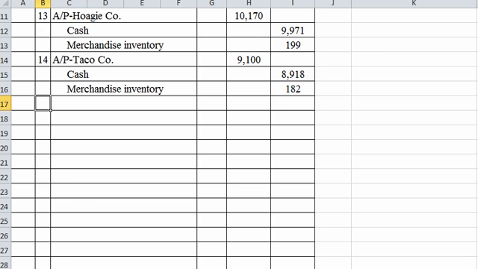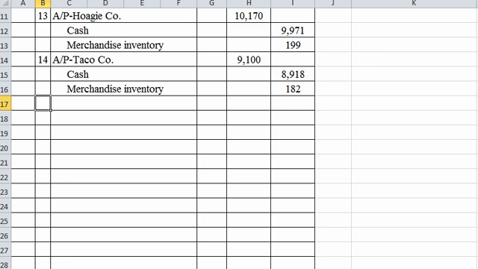On the 19th, purchase merchandise from Veggie Company, $27,300. Terms FOB shipping point, meaning the buyer pays shipping charges, and we're the buyer on all these transactions. They did not offer us a discount. They just said the net amount is due at the end of the month.